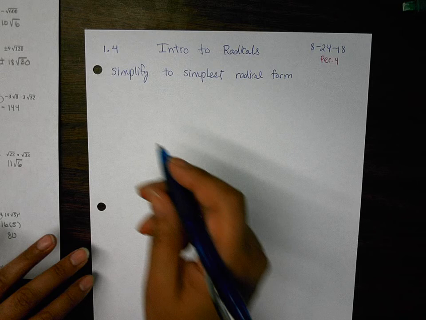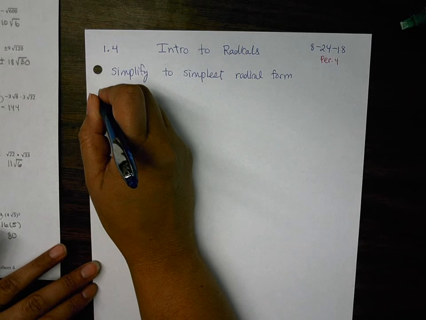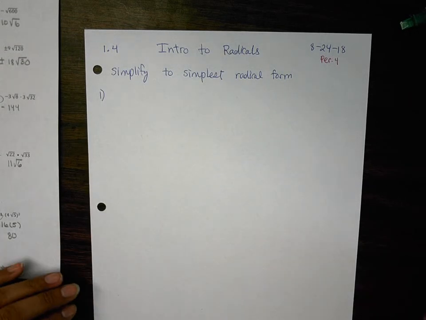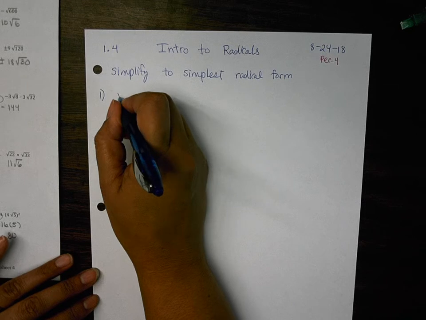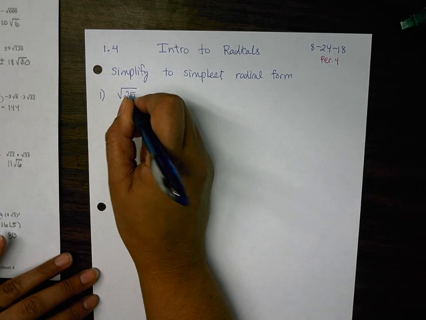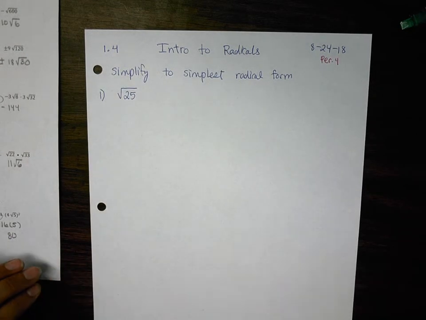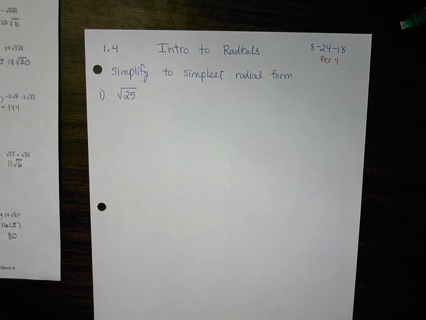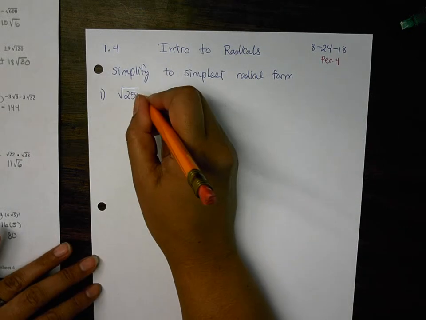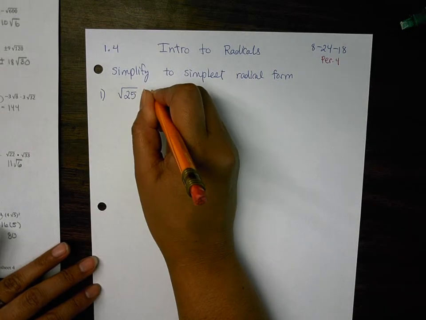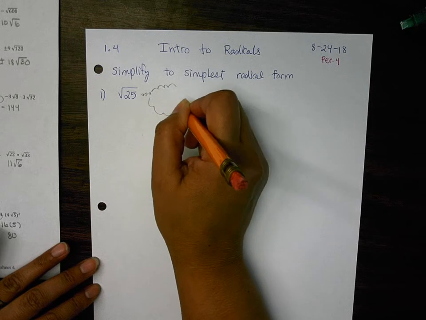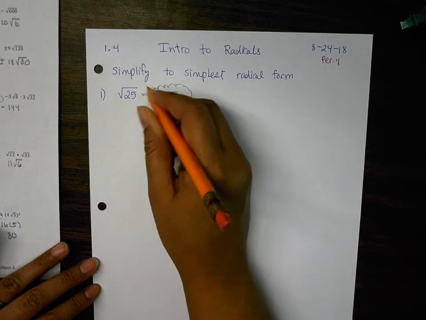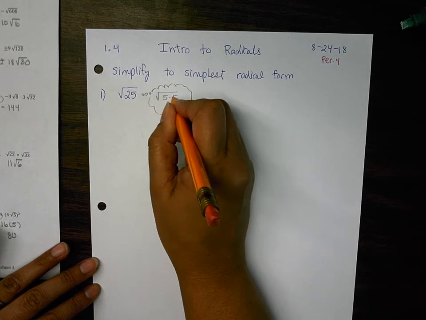All right, number 1, we're going to start off with a pretty easy one. Square root of 25. Without any work, without a calculator, what is the square root of 25? 5. And do you agree it is 5 because, I'm going to put a little thinking bubble here. I want you to do the same. We don't show this work, but do you agree that 25 is 5 times 5?